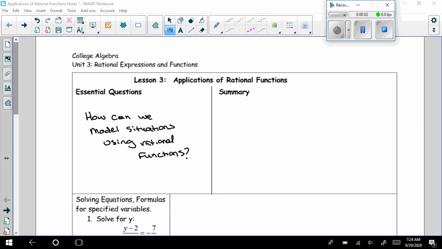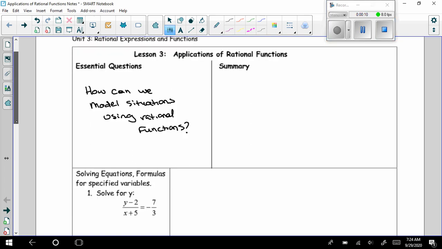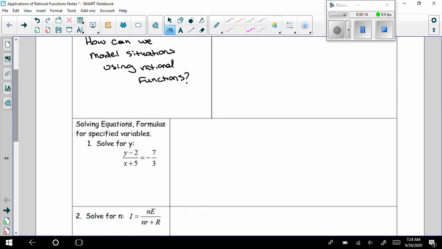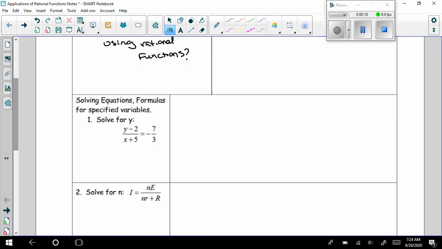Hey everyone, so we're looking at Unit 3, Lesson 3, Applications of Rational Functions. So everyone's favorite, word problems. We're just going to look at how we can model these situations using rational functions. But first, just a quick review on how to solve literal equations. This is something that we have kind of done before. You have multiple variables and you're solving for a specified variable.